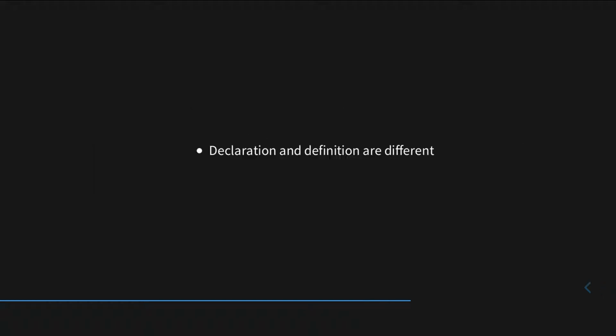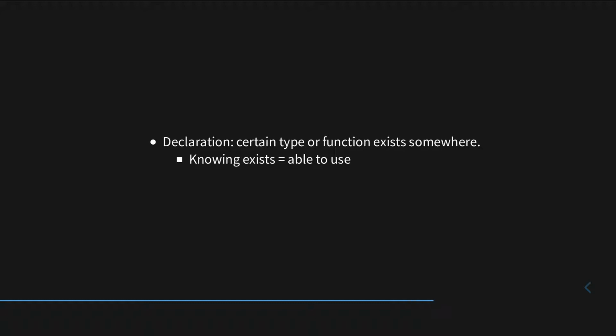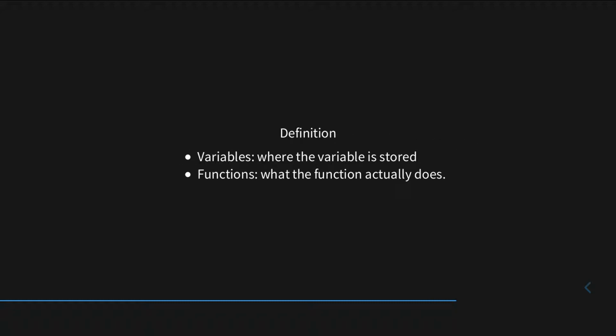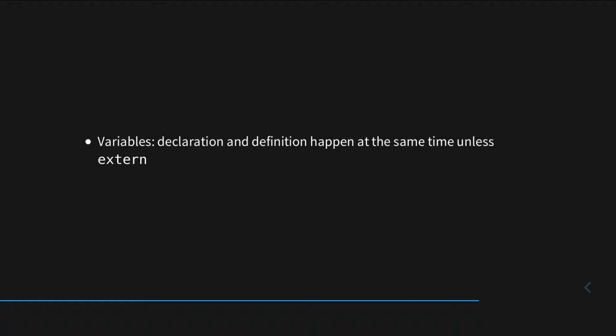In summary, declarations and definitions are different. A declaration tells the compiler that a certain type or function exists somewhere, and knowing that a function exists is enough to be able to use it. A definition, for variables, tells the compiler where the variable is stored. For functions, it tells the compiler what the function actually does. For variables, declaration and definition usually happen at the same time, unless you use the extern keyword.